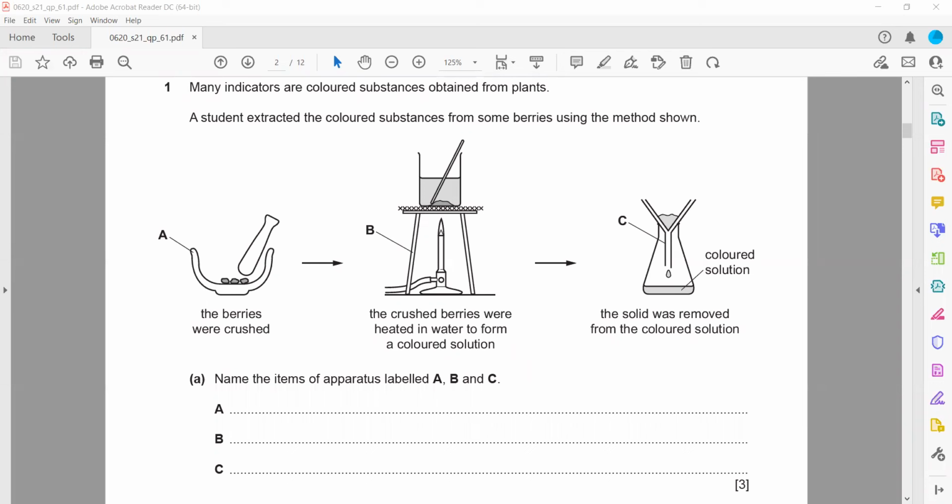So A, it's mortar, and B is stand, and C is filter funnel. Filter funnel, good. So A is basically mortar, B is a tripod stand or stand, and C is a filter funnel.